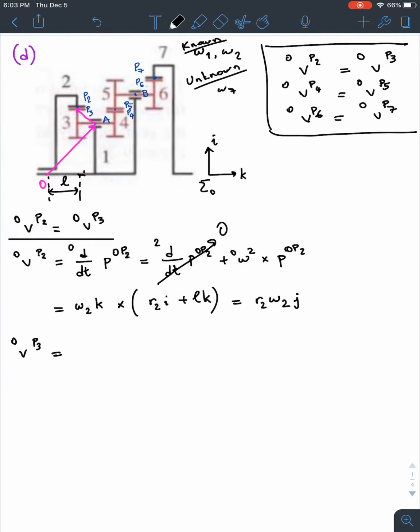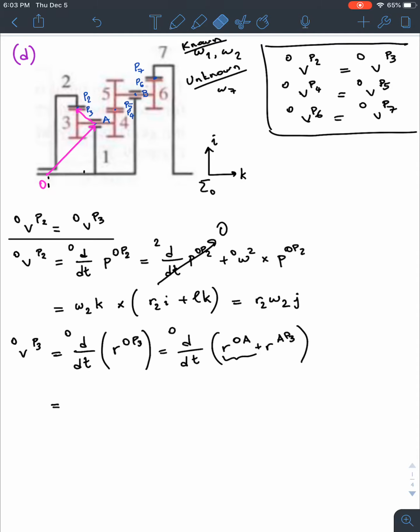So if you write that explanation in terms of math, what we have is we want to take the derivative of a vector that goes from O to P3, but I'm going to decompose that into two vectors. One of them is O to A, and then the other one is A to P3. Okay? So once you do that, you realize that the vector that goes from O to A is, of course, fixed in the carrier, or the first rigid body in this figure, right? This vector here is fixed in the first rigid body, or the carrier.